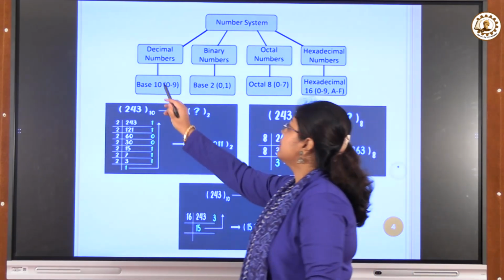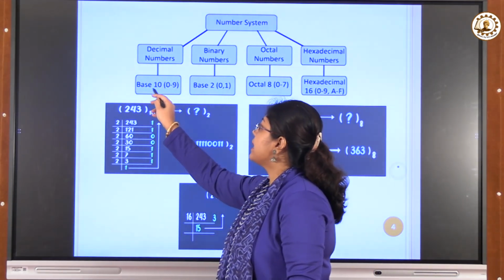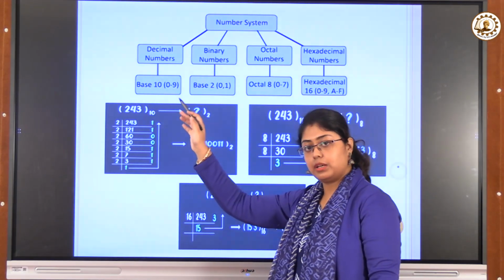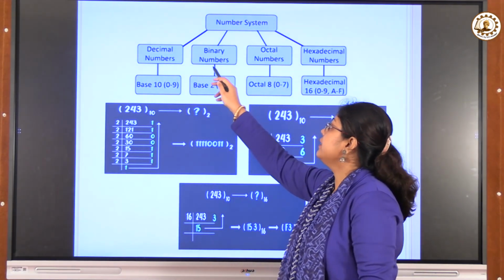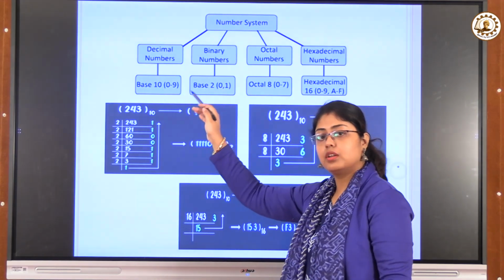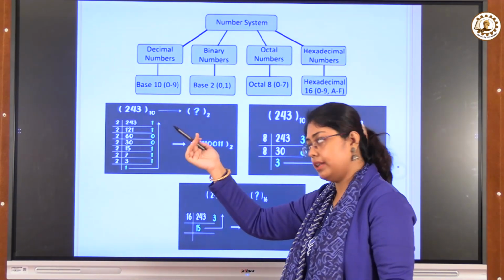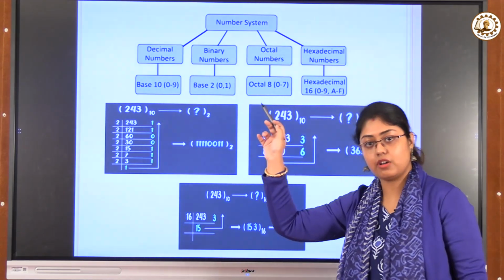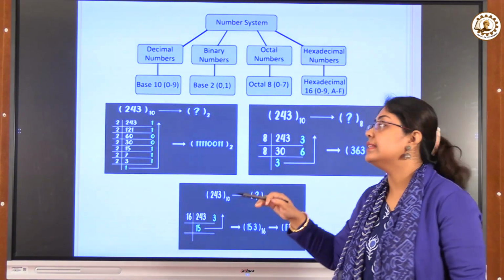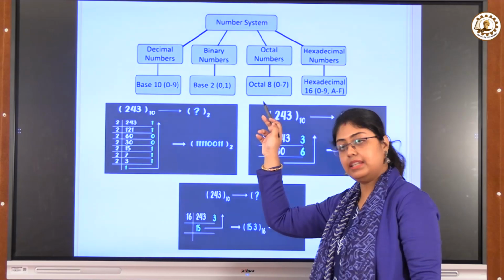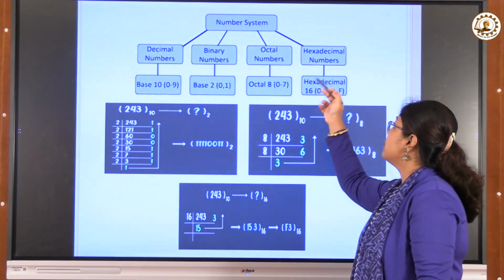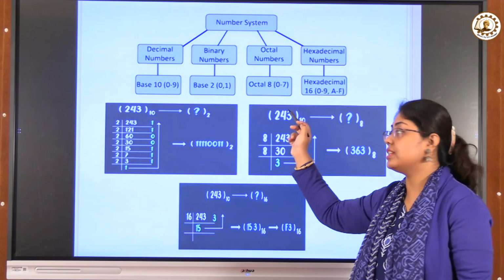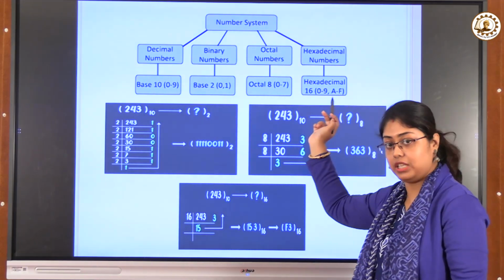So it is written here. See, decimal numbers, base is 10 and the possible numbers is 0 to 9. The range of the number is 0 to 9. Binary numbers, base is 2. The possible values are 0 and 1. Next is octal numbers. Octal means base is obviously 8 and the range is 0 to 7. And hexadecimal numbers, it is having the base 16 and the range is actually from 0 to 15.